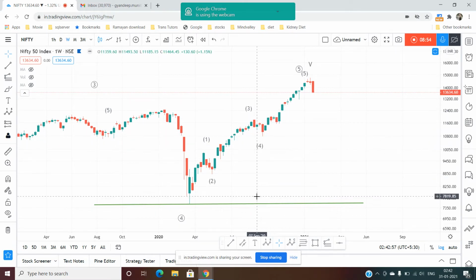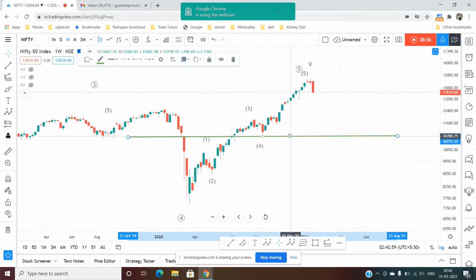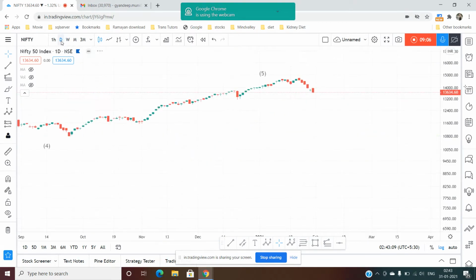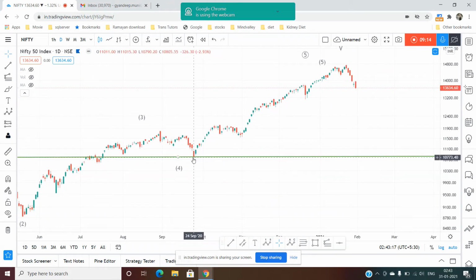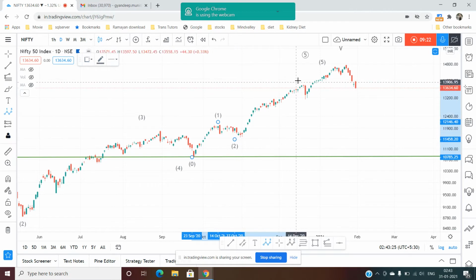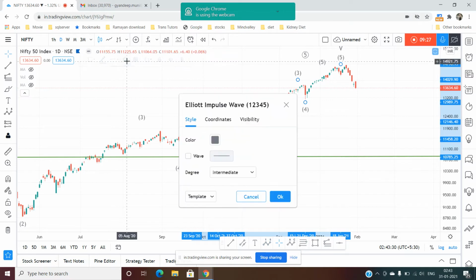Now from this fourth wave, we'll take the pointer here and start counting the 5 waves from this fourth wave. Is this 5 wave completed or not? Where are we now in this fifth wave? For that we have to go to the daily chart. So right now we are here, our pointer is here. We'll count from here. So this is again 1, 2, 3, 4, and 5, and we'll go to the lower view, like minor.